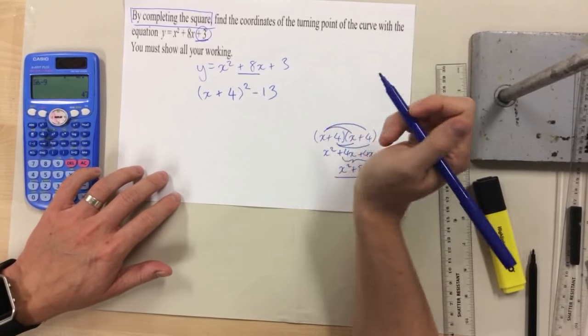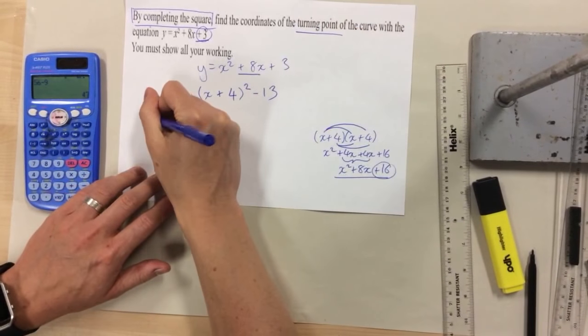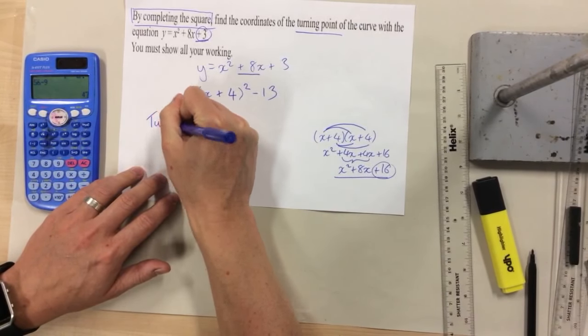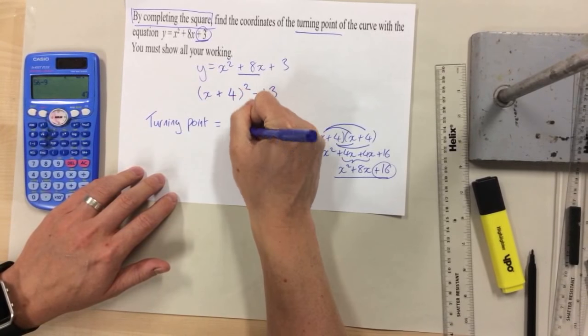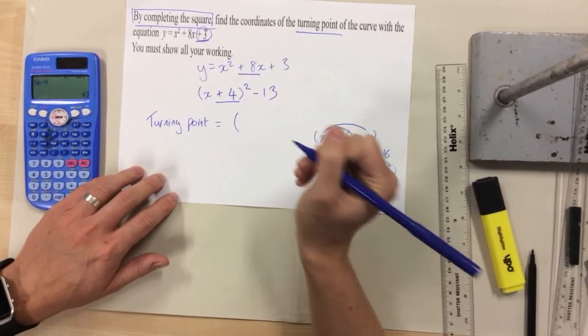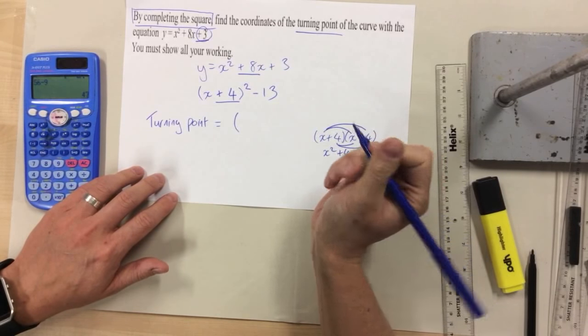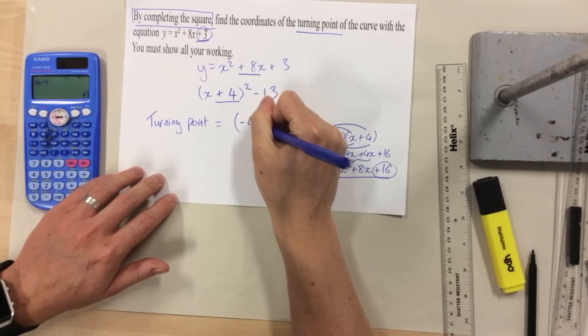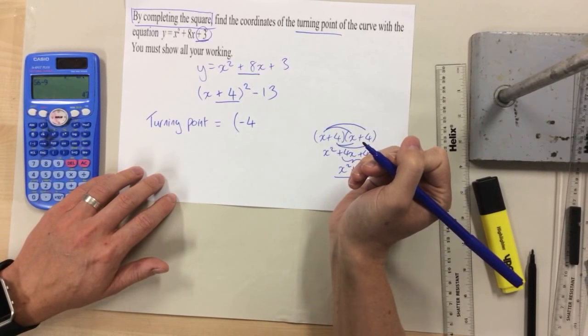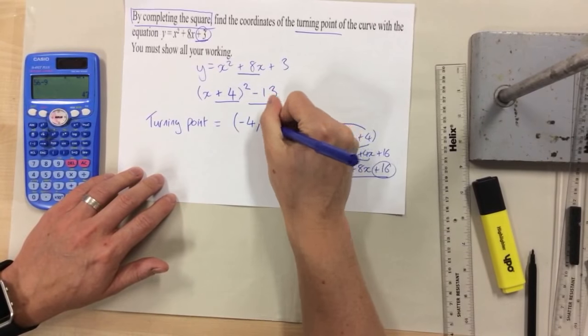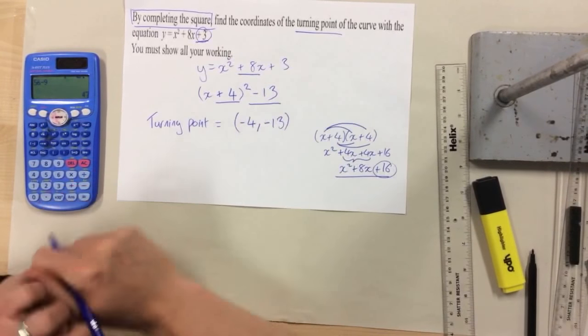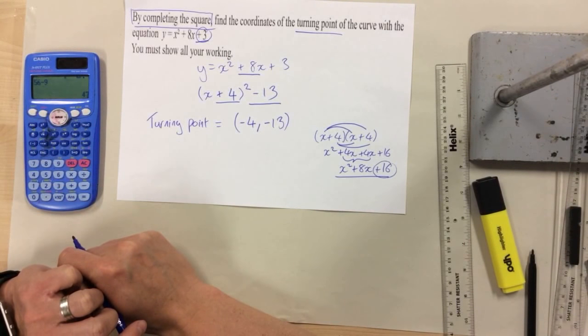So to find the turning point then, the turning point will be a coordinate. What we do for that is we take the negative or the opposite of whatever's inside this bracket. So instead of plus 4, we're going to have negative 4. That is going to be your x value. And then your y value is going to be whatever's on the outside, so that's negative 13. And that is what your turning point is for that.